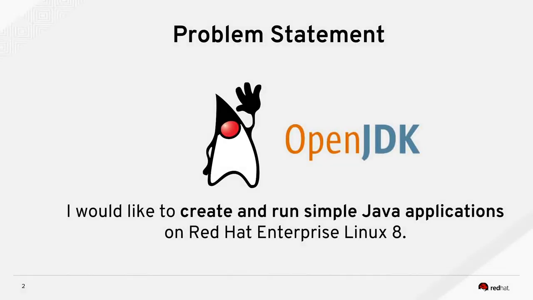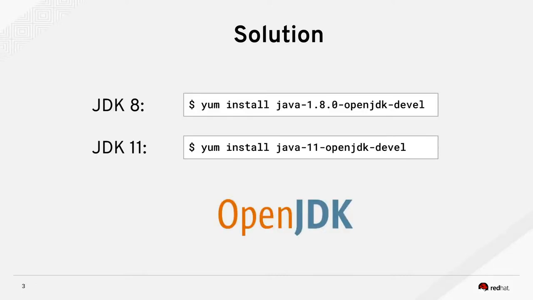As a Red Hat Enterprise Linux 8 user, I would like to create and run simple Java applications. The way to do this is to install relevant packages. Yum install java-1.8.0-openjdk-devel for OpenJDK 8 and yum install java-11-openjdk-devel for OpenJDK 11.